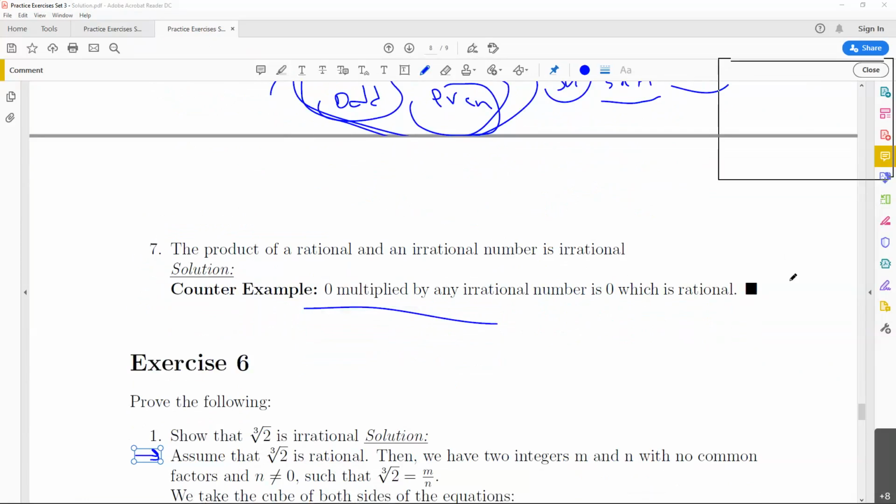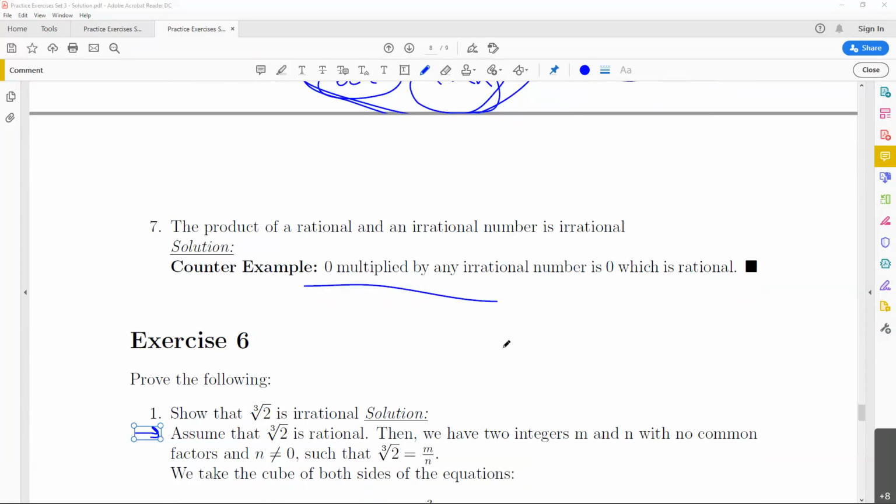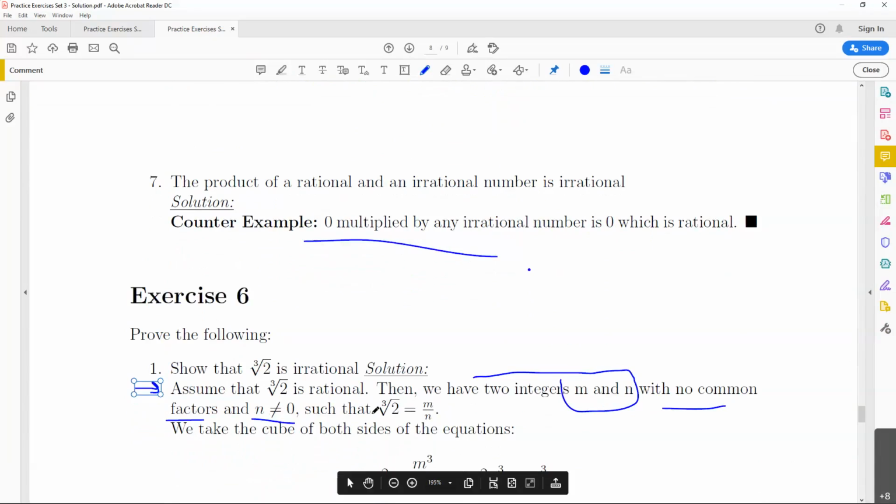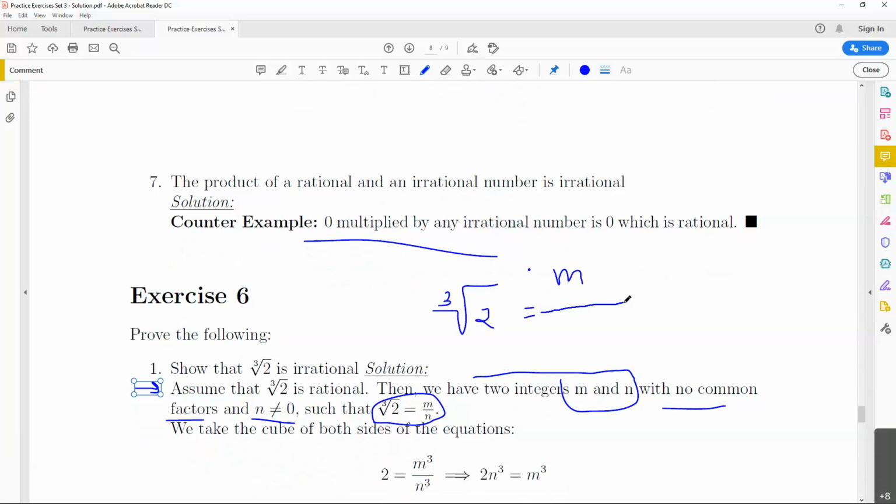What does it mean to be rational? It means this: you have two integers, m and n, with no common factors, n is obviously not going to be zero, such that this. So again, the cubic root of 2, we're assuming that it's rational, so you can write it in the form m over n. Obviously, n can't be zero. And m and n don't have any common factors. So 9 over 6 doesn't work. It has to be 3 over 2, for example. Okay, so there's no common factors.